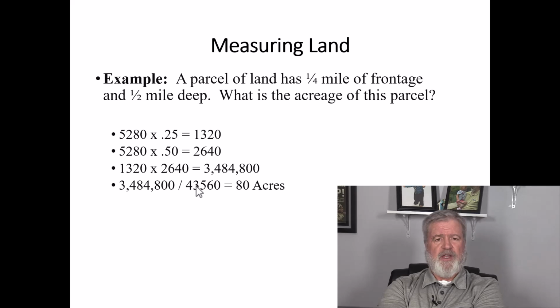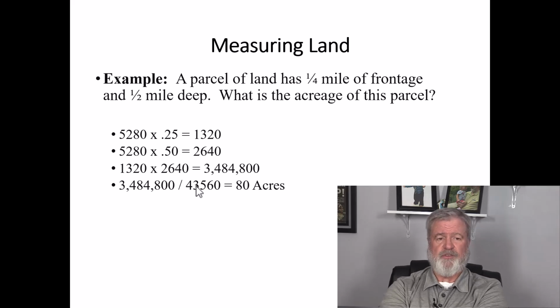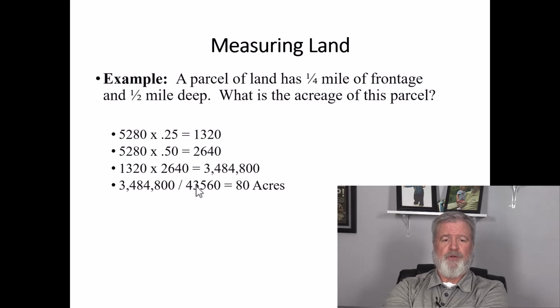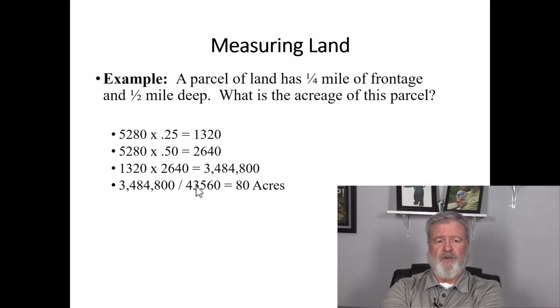And this is kind of like the example I just gave you, but if you have a parcel of land that's a 1/4 mile of frontage and a 1/2 mile deep, what's the acreage of this parcel? Well, then you have to figure out, 1/4 mile, we already know is 1,320 feet. 1/2 mile, half of the 5,280, is 2,640. Multiply those two together, there's your total square footage, and then just divide it by the number of feet per acre. And there you see you should have 80 acres of land there.